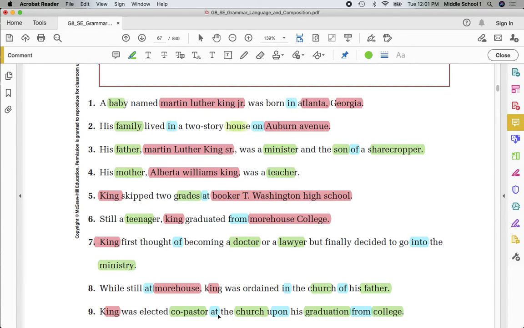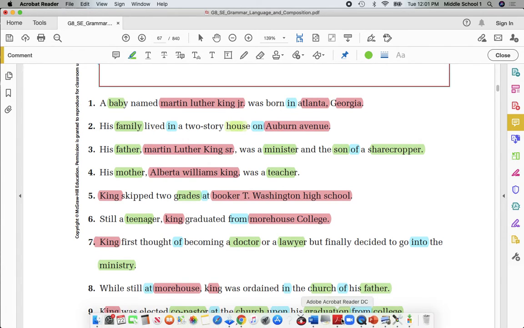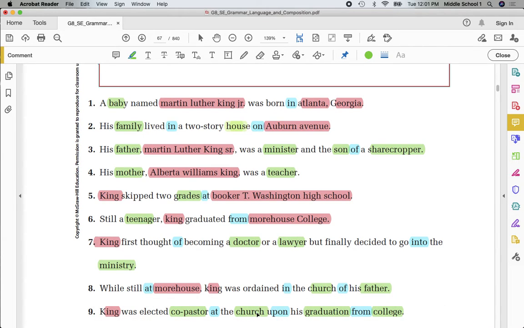So I've got one preposition, one noun. A second preposition, another noun. The third preposition followed by the third common noun. So keep that in mind if you have them going back to back. In this case, back to back to back, I'm going to have three nouns, and they're all common nouns. Co-pastor is a common noun, and then the proper noun, King.